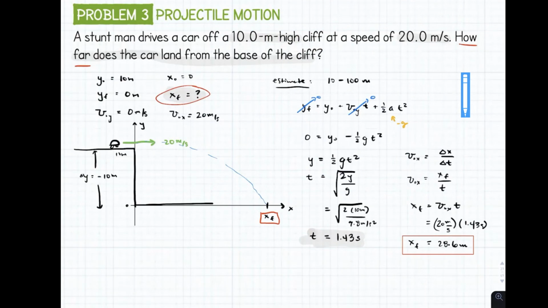Now, how could this problem be trickier? What's something we could do with the initial velocity that would make this harder? Going down a hill? Yeah, it could be going down a hill and then falling off the cliff, right? So then it would have some initial velocity in the negative y direction. It could be going off a ramp, right? So then it would have some initial velocity in the y direction up.